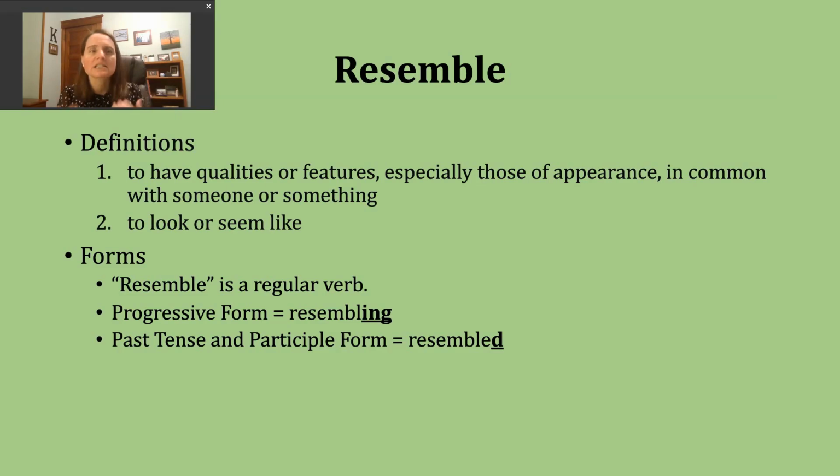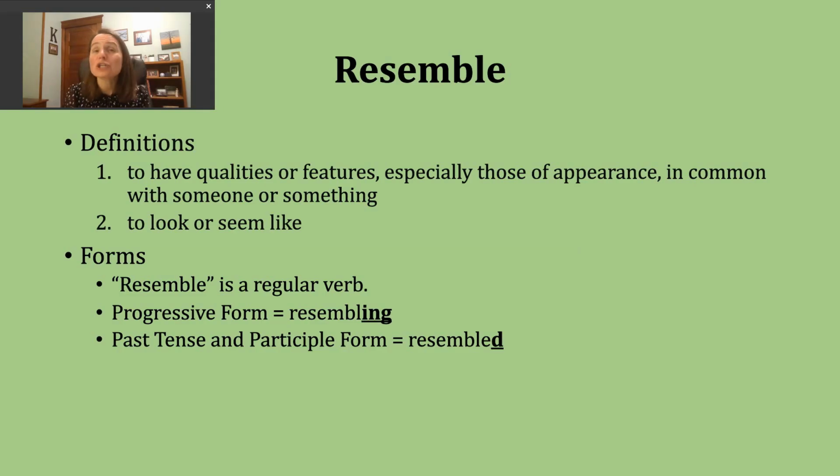So kind of judging someone's features, quite often their appearance, but it doesn't always have to be things that you see. It could be sort of qualities or mannerisms. They do something in a way that's very similar to someone else. And that connects to our second definition. This could be to look or seem like. So again, something is making you think, these two things are quite similar, or these two people are quite similar.